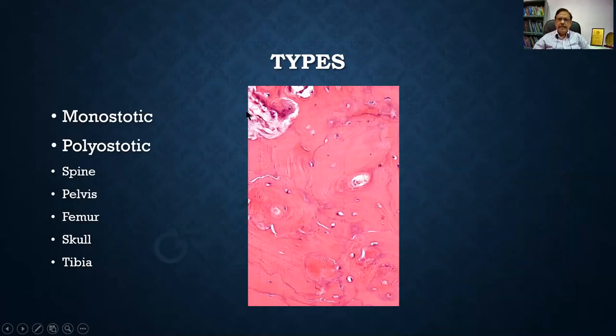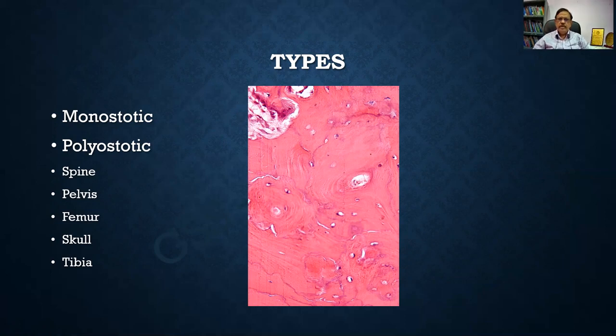Regarding the types, there are basically 2 types of Paget's disease. One is monoostotic, other is polyostotic. Monoostotic means a single bone is affected. Polyostotic, multiple bones are affected.